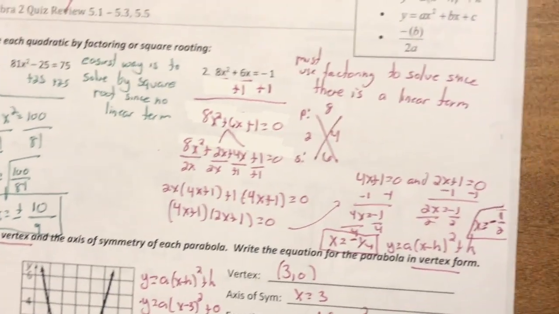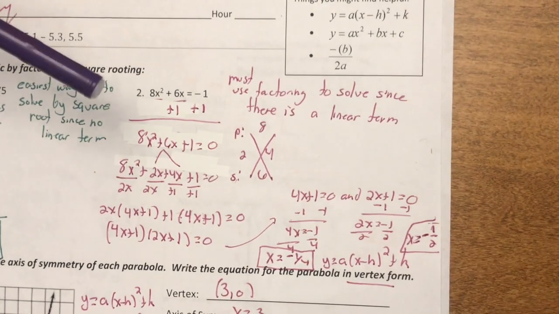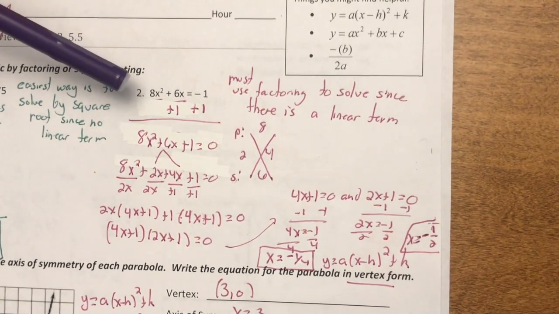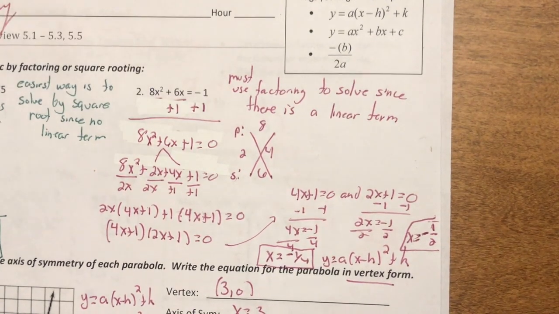For question number 2, you have to use factoring to solve it because it does have the linear term 6x, so we cannot use solving by square rooting. So when we use factoring to solve this, we have to get one side set equal to 0. We always want our quadratic term to be positive, so we're going to add 1 to both sides.